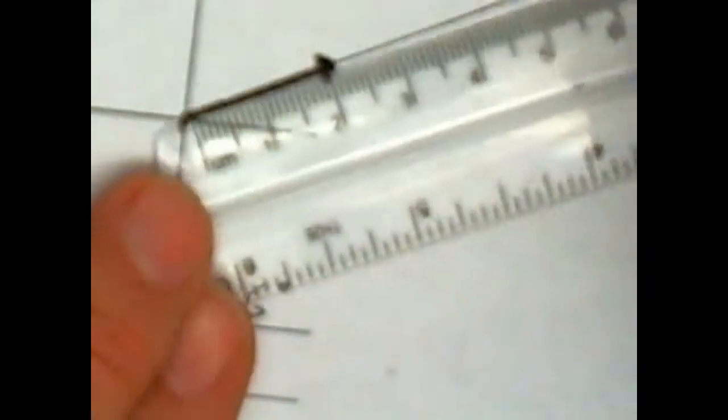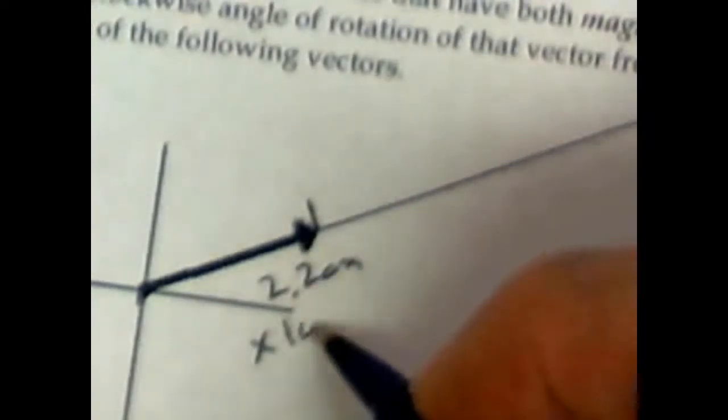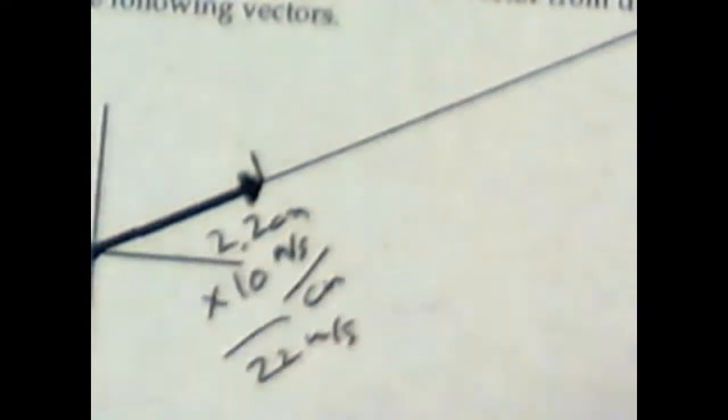Alright, so this is in centimeters. This is 2 centimeters. I'm a little bit further than that, about 2 notches further, so that's 2.2 centimeters. I have to multiply it by the scale of 10 meters per second per centimeter. 10 is an easy number to work with. That'll be 22 meters per second. So our magnitude is 22 meters per second.